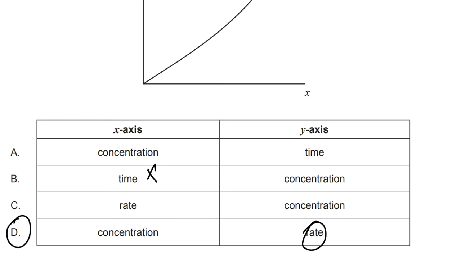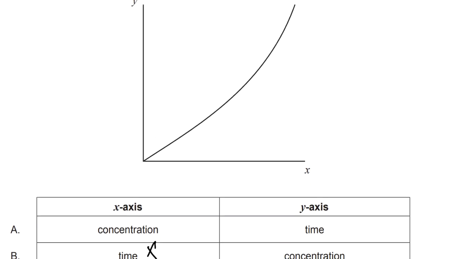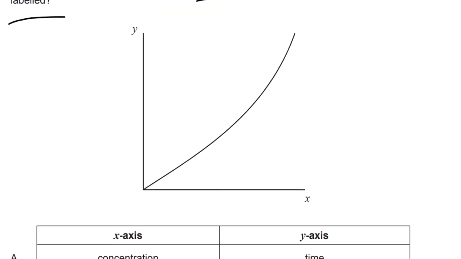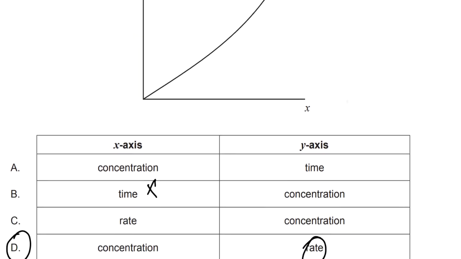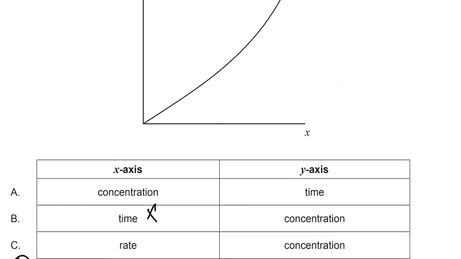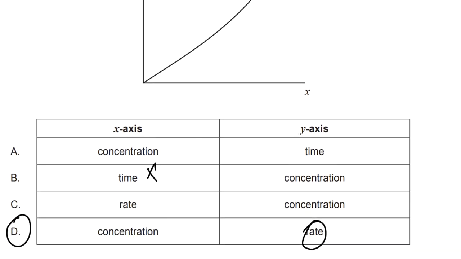So the y-axis, the dependent variable, cannot be time because you don't put that in the y-axis. Time's not dependent on stuff. It cannot be concentration because over time concentration cannot increase. It should decrease as the reaction progresses. So it must be rate. So I can already pick option D for this.